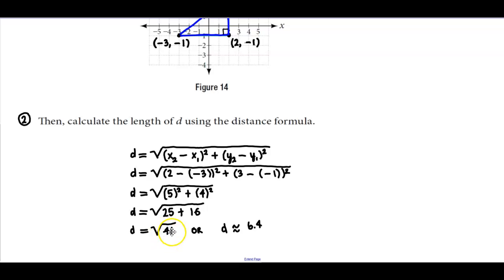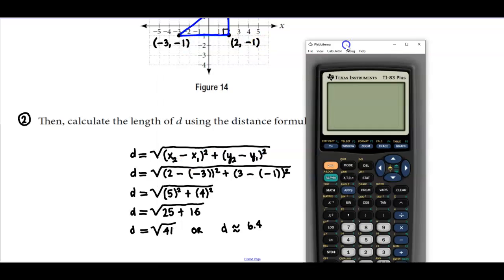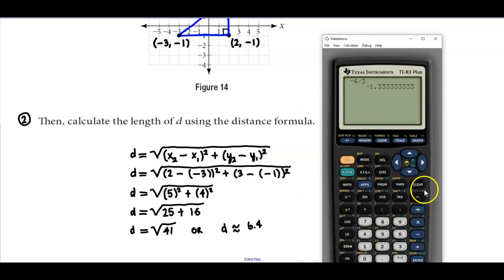Now, this is an exact answer. If we want an approximation, then on our calculator, what we would do is find the square root of 41. And so rounding it to 1 decimal place, that would be 6.4.